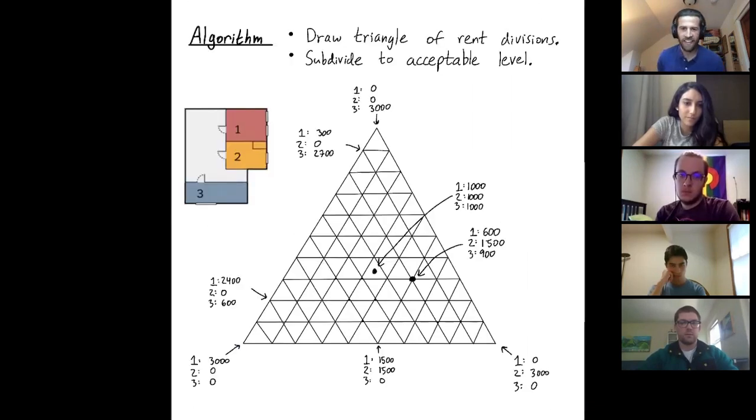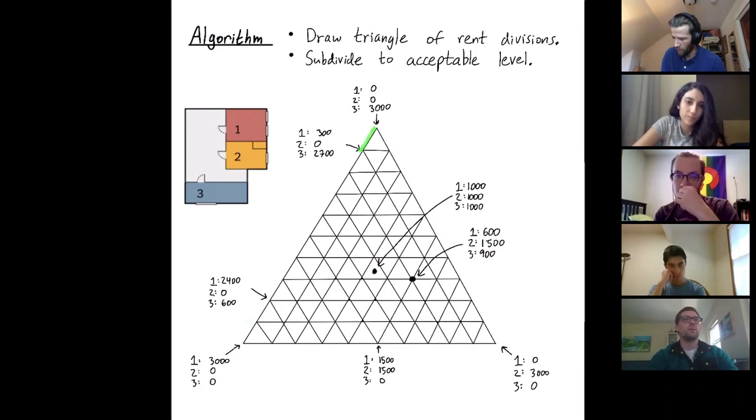Once we've subdivided, I can now maybe label a couple more points on this triangle with their prices. To go from the bottom left vertex to the top vertex, I need to take 10 steps. Each time I'm changing the price. When I move in this direction, I'm changing the price between rooms 1 and 3. So each time I'm decreasing the price on room 1 by $300 and adding $300 to room 3.